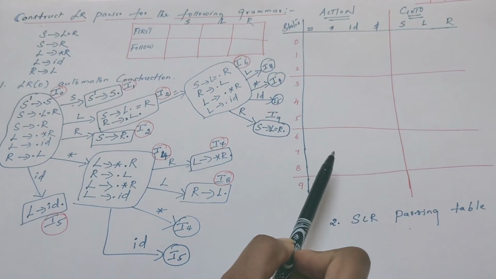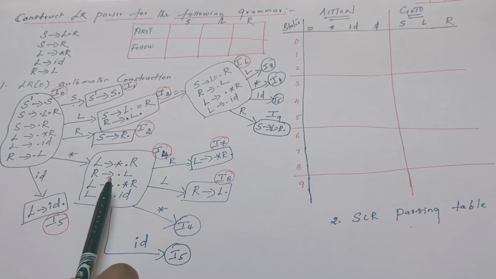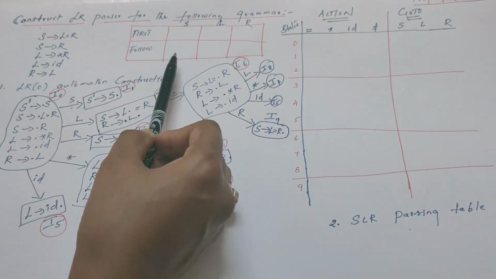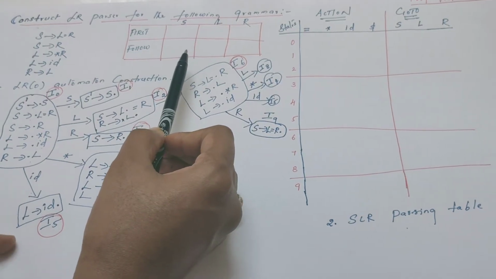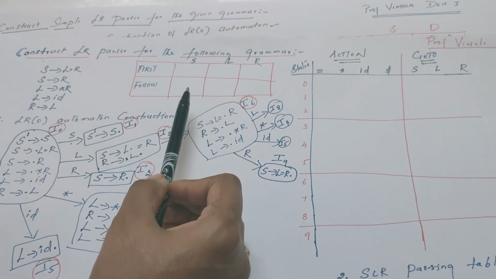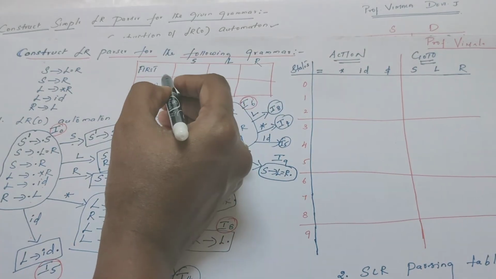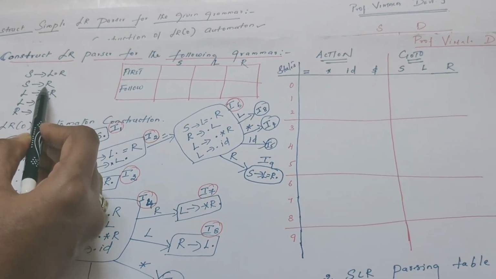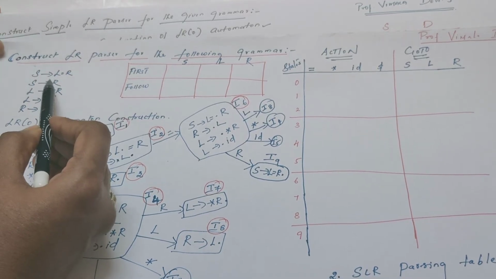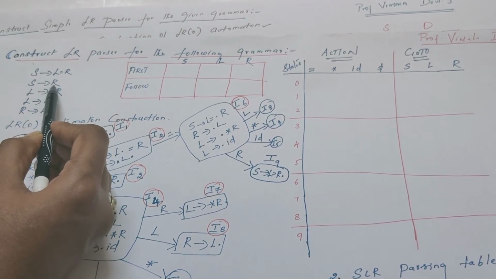Anyhow, to perform this step, apart from the LR0 automaton, we need to compute the first and follow sets also. So let us compute the first and follow sets here. What is first of S? First of S is first of L as well as first of R.